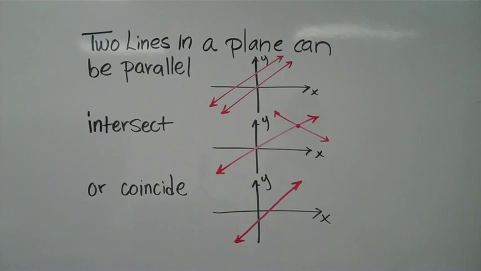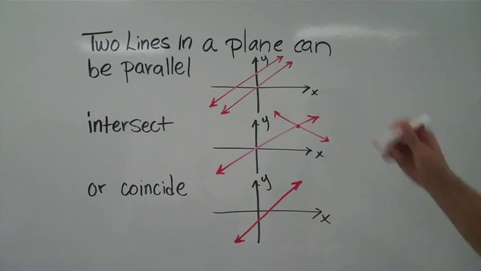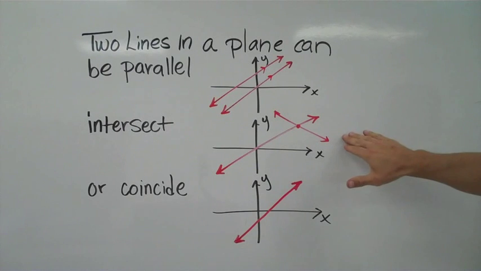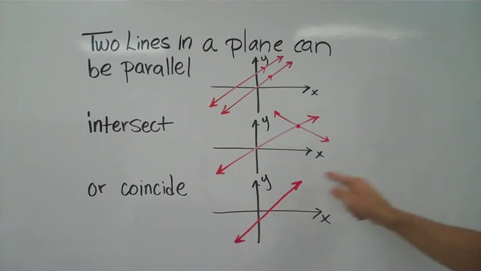We're talking about lines in two dimensions, and it's important to remember that two lines in a plane can either be parallel, so they never, like train tracks, meet, or they can intersect, so we can get that xy point where they intersect, or they can coincide, one on top of the other, and so that means they intersect at infinite points. Those are our three situations.